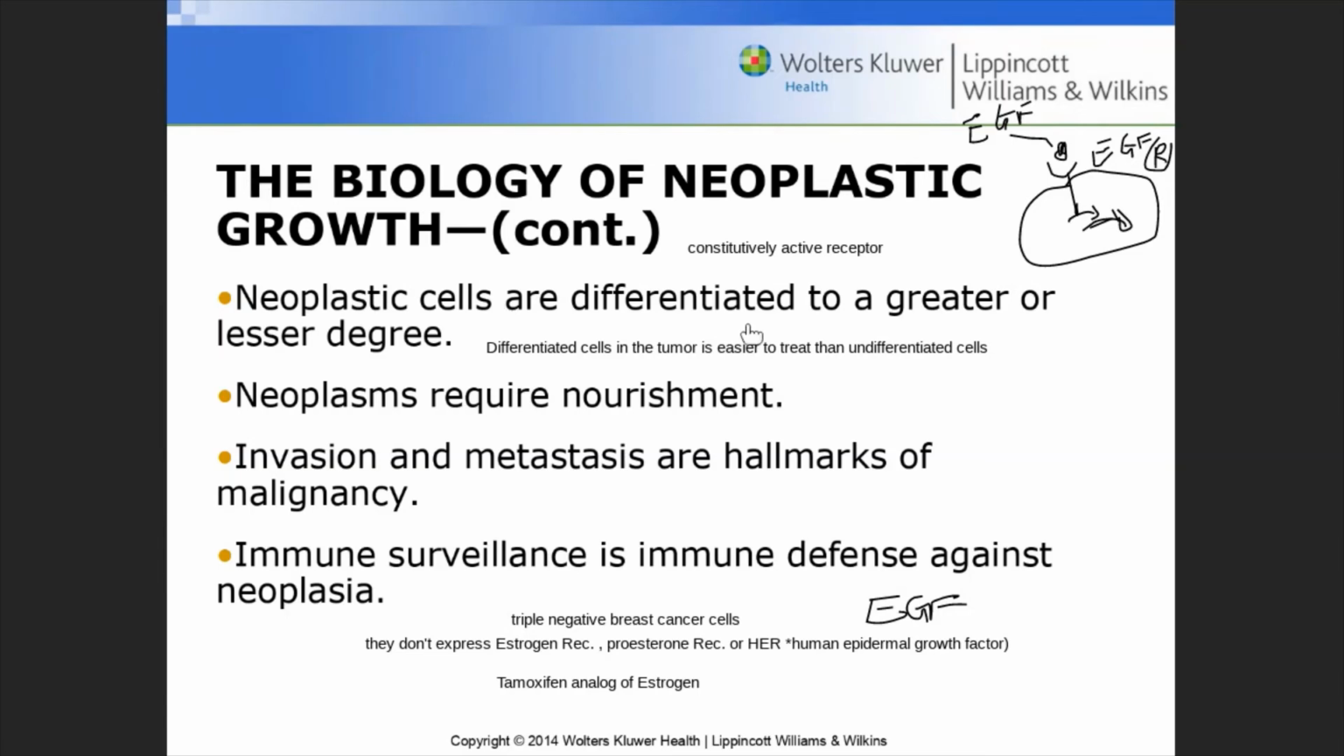All right, take home message: differentiated cells are easier to treat than undifferentiated cells, right? So when you look at a lesion and say, oh, it expresses this, boom, that's good, because it means it's treatable. If it doesn't, then it's not treatable. Neoplasm, certainly every cancer cell requires nourishment. Malignancy means metastatic, that you have to upregulate the stromal. That's usually invasion, metastasis, a hallmark of malignancy.